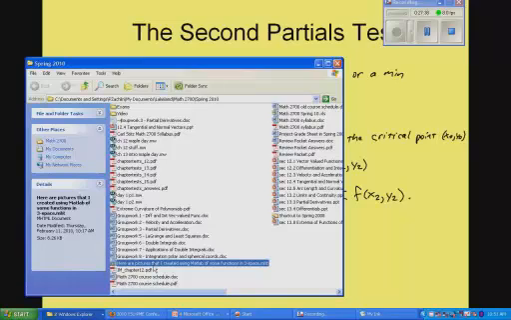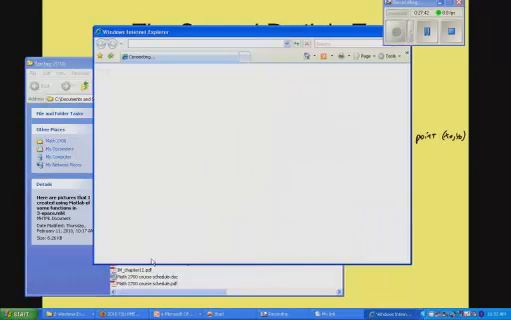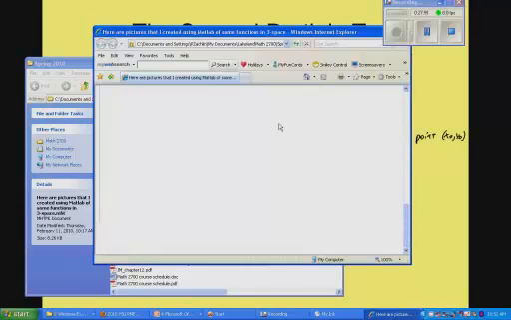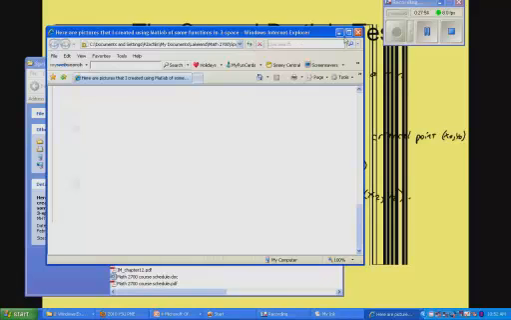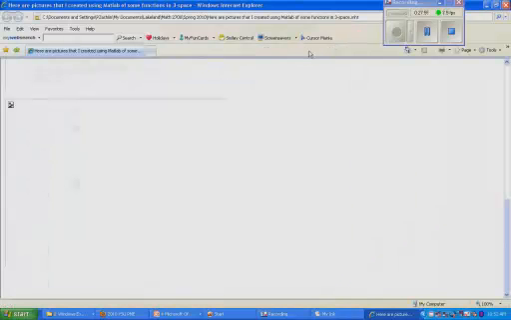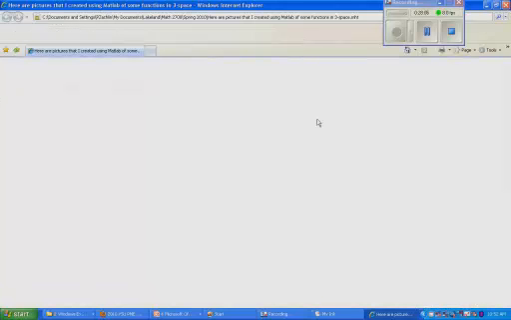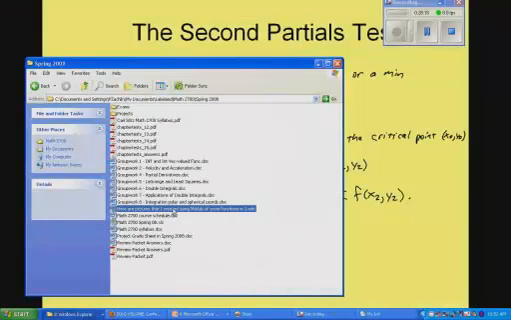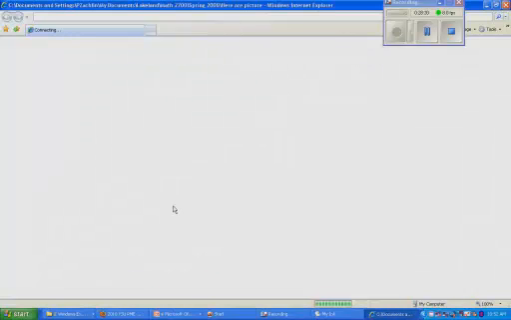Okay, here they are. Didn't show. How come? I think I know why. Shoot. Here we are.